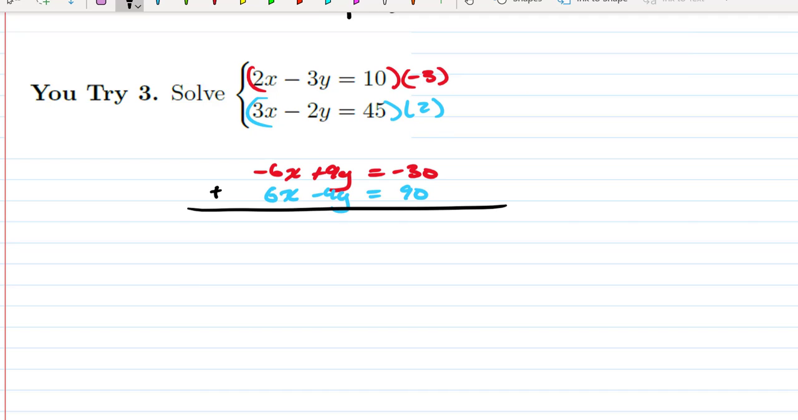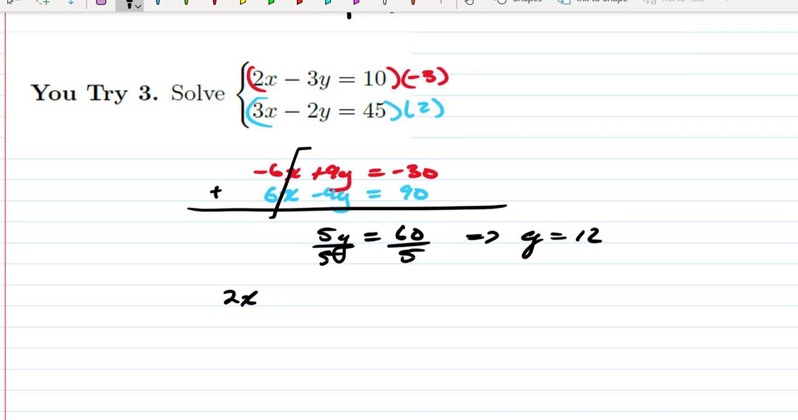If I add the two equations together, the x's eliminate. 9y plus -4y is 5y equals -30 plus 90 is 60. So then, divide by 5, and that gives me y is equal to 12. Now I substitute that back into either original equation.